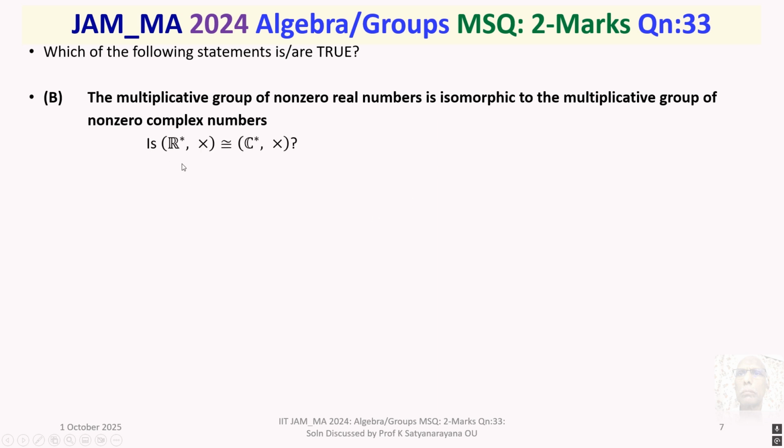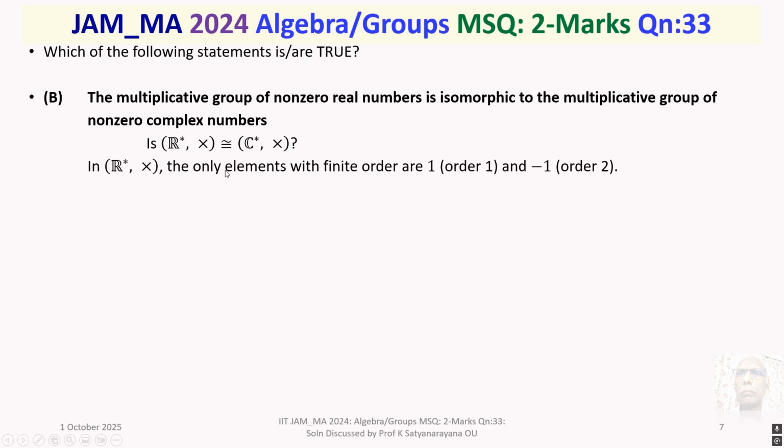We ask the question: is the group R star under multiplication isomorphic to the group of non-zero complex numbers under multiplication? We observe that in R star under multiplication, the only elements with finite order are 1, of order 1, and minus 1, of order 2. There are only 2 elements with finite order. But in C star under multiplication, there are infinitely many elements of finite order.